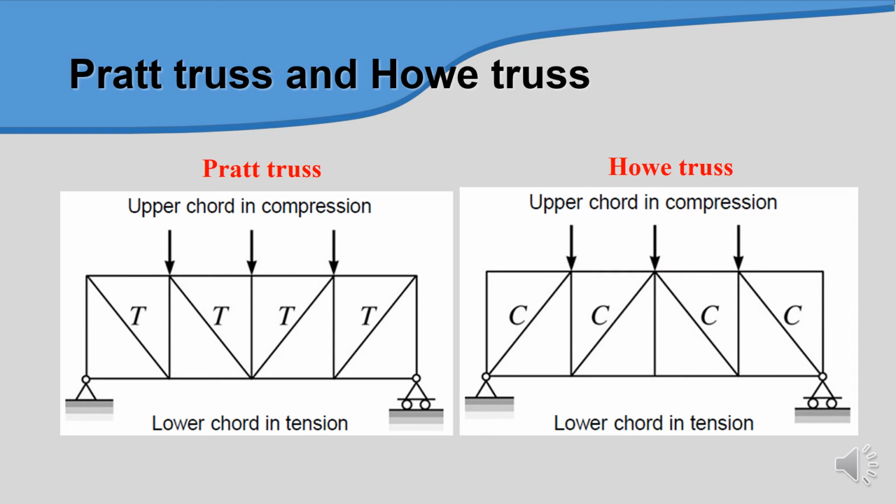Okay, and then this one is a comparison between the Pratt truss and the Howe truss. We have different conditions of tension and compression. For the Pratt truss, the upper chord is in compression and the lower chord is in tension. But in the Howe truss we have quite the opposite values.